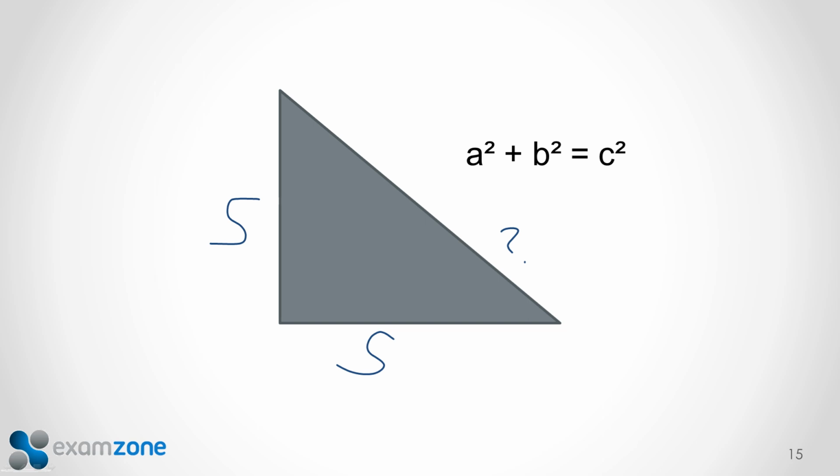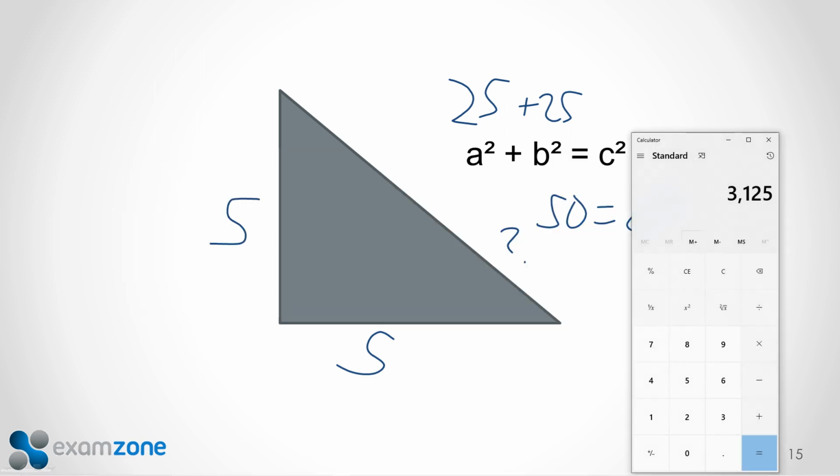Well, 5 squared is 25. And 5 squared is 25. So 50 equals c squared. What do I do with that? I find the square root of 50. The square root of 50 is about 7 feet. 5, 5, and the long side is going to be about 7.